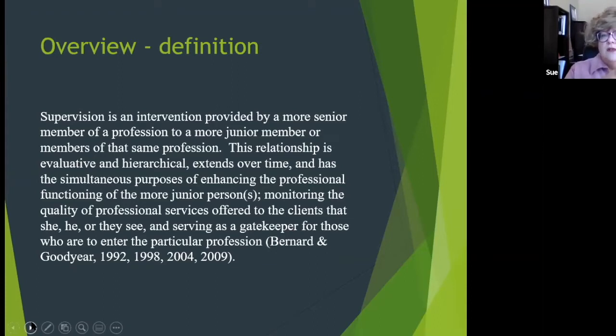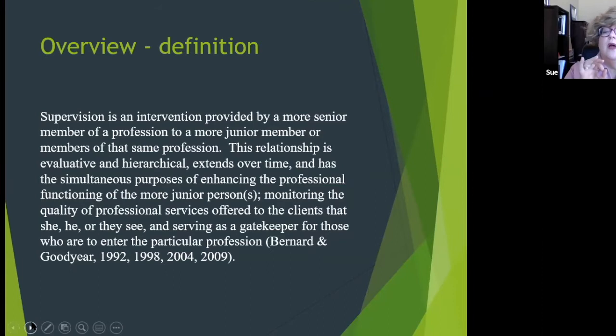So to start with, there's a definition. Bernard and Goodyear have written a book on clinical supervision that's been used in so many different classes. It's universally accepted in a lot of places, especially in psychology and counseling, because of the authors, one's a counselor, one's a psychologist. So basically, I'll go ahead and read it.